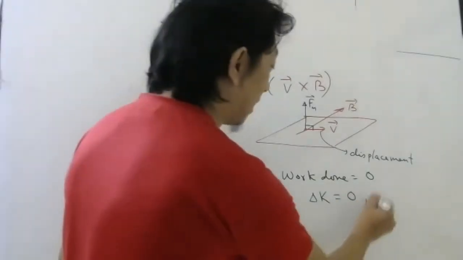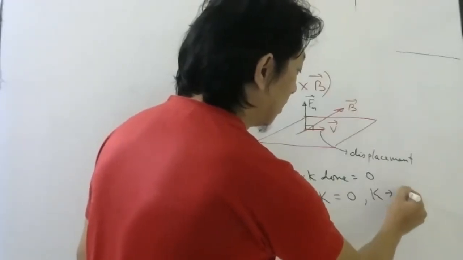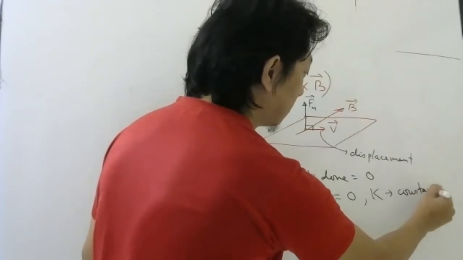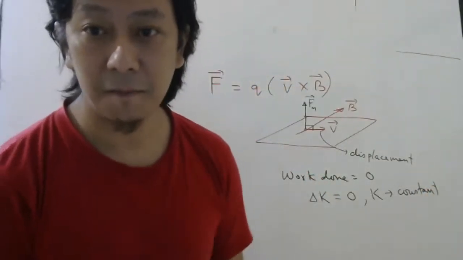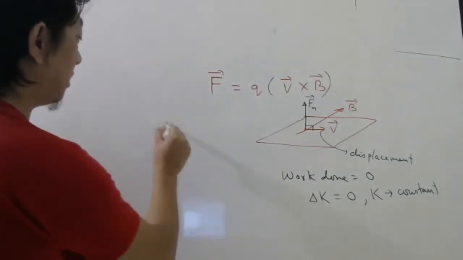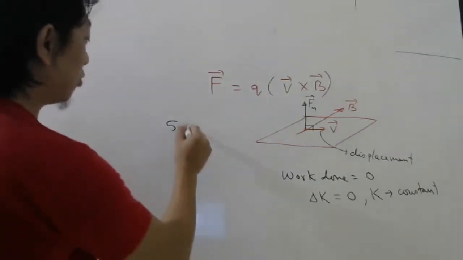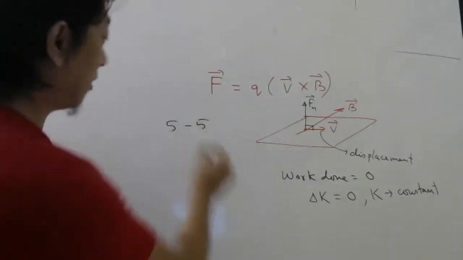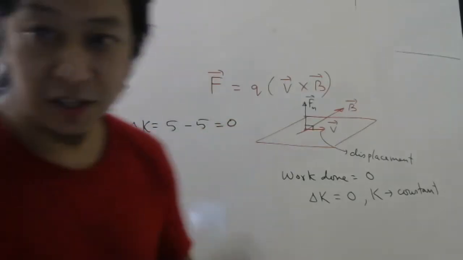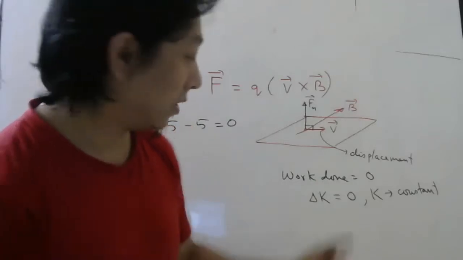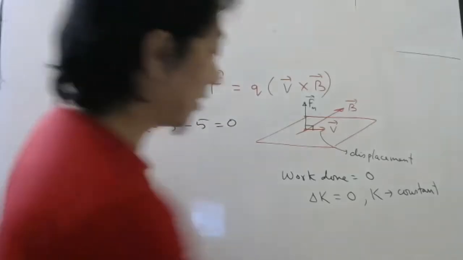That means kinetic energy remains constant, because the change is zero. Initially, if kinetic energy was 5, finally what should it be? 5 only. Then only the change in kinetic energy will be 0. If change in something is 0, that something should be constant. So kinetic energy is constant, which means speed is constant.